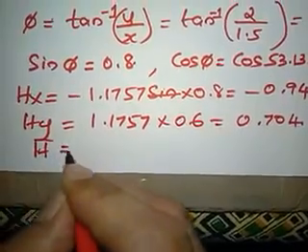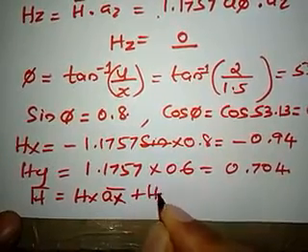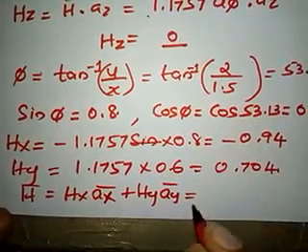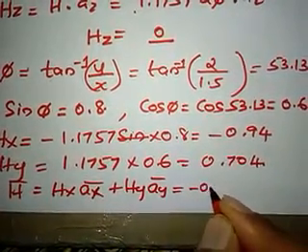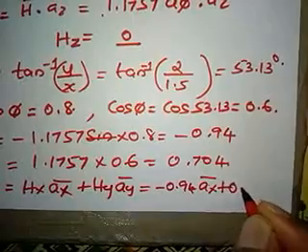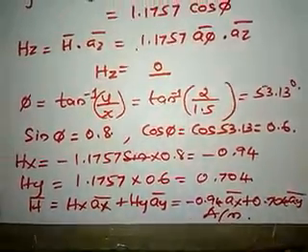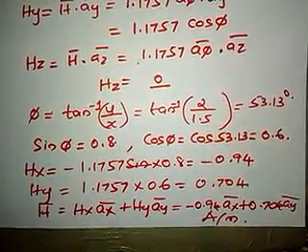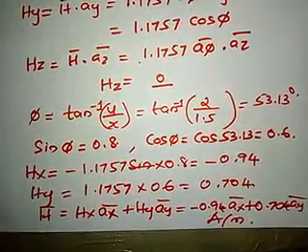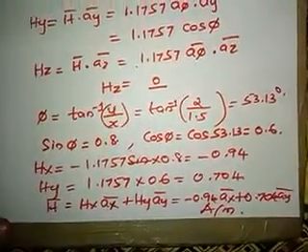Now I can write the expression for H bar. So H bar will be equal to Hx Ax bar plus Hy Ay bar plus Hz Az bar, but the Hz component is 0, so it will be only the Hx and Hy components. Hx is minus 0.94 Ax bar, then plus the Hy component is 0.704 Ay bar ampere per meter. So like this students, we have solved the problem to find the magnetic field intensity at the given point with the given conductor and its length, that is from z equal to 0 to z equal to 6. It is a finite length here.